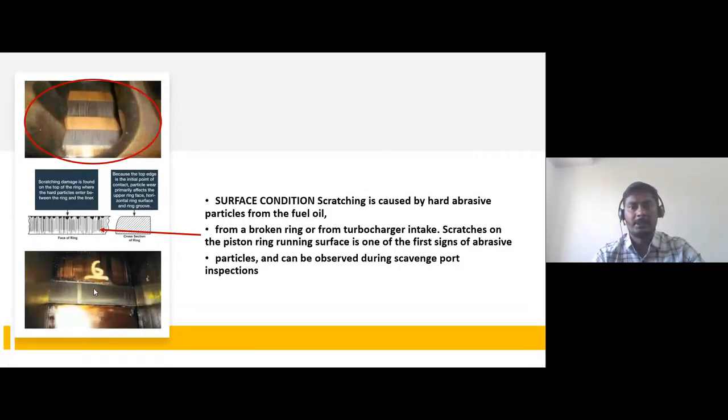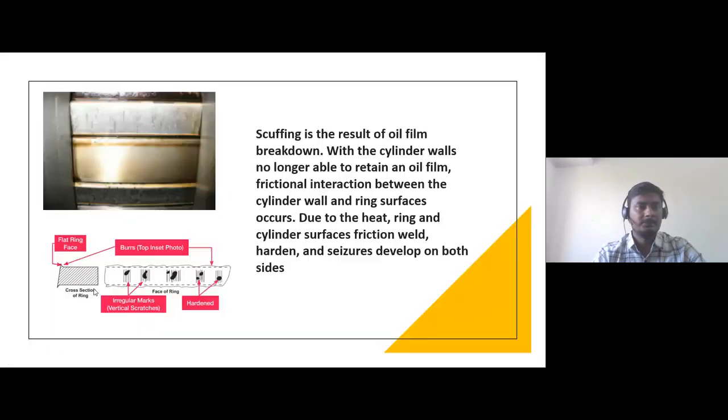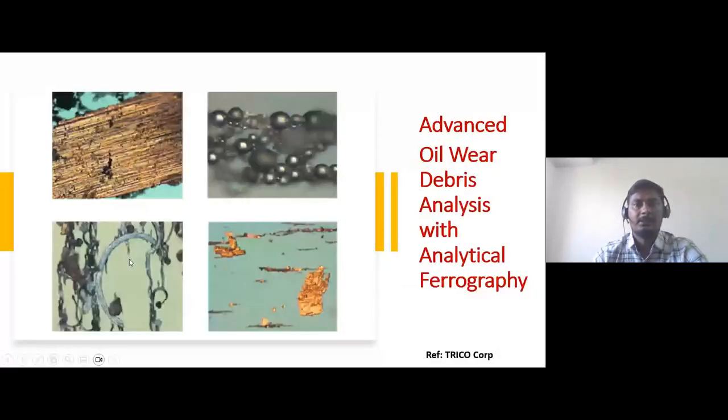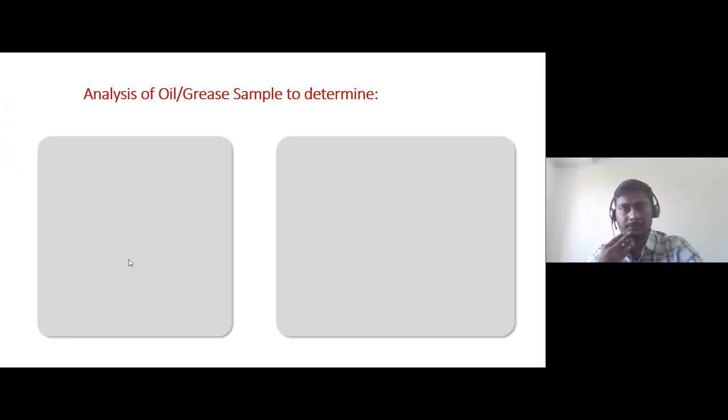From a broken ring into the turbocharger and so on. This is some scuffing, a result of oil film breakdown. Sometimes you do not maintain the feed rate correctly, and there is wear between the liners and the rings, which you can see here. Now we go to our main topic of oil analysis, ferrography, analytical ferrography.